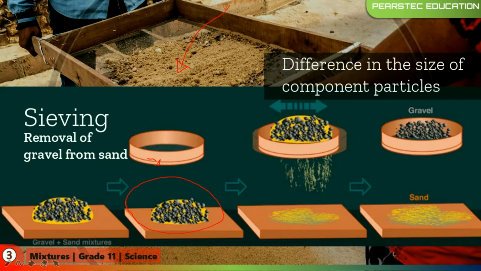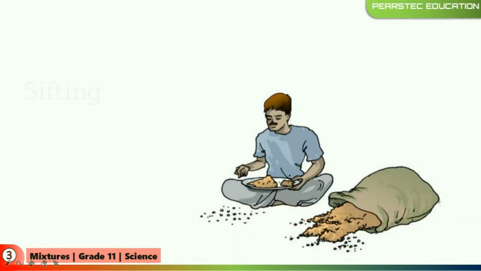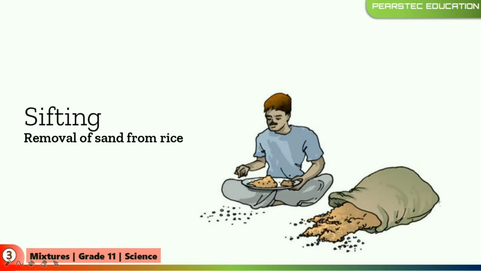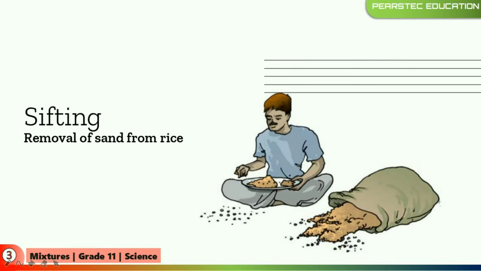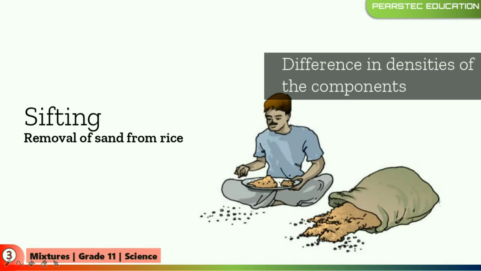Now let's go and find out what is the next method, that is called sifting. Now what is sifting? Removal of sand from the rice can be done by the sifting method. So here also the difference in densities of the components is taken into concern.